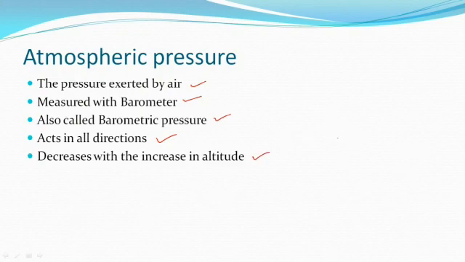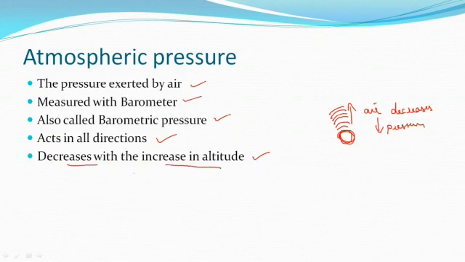Children, we said that the envelope of air which is surrounding the earth is called the atmosphere. And now as we go above the atmosphere, the air decreases. Is it not? As we go above, you will not have too much air. So what happens, children? As a result, the atmospheric pressure decreases. So we conclude that with the increase in altitude, there is a decrease in pressure, or with the decrease in altitude, there is an increase in pressure.